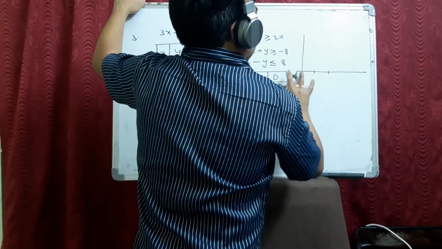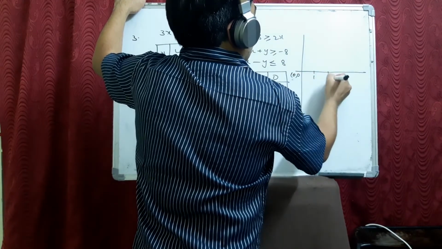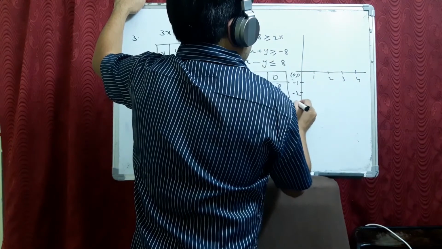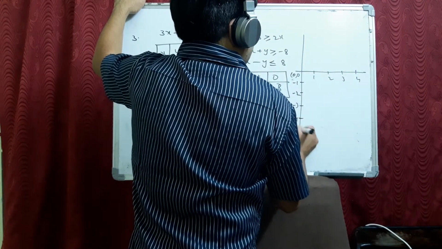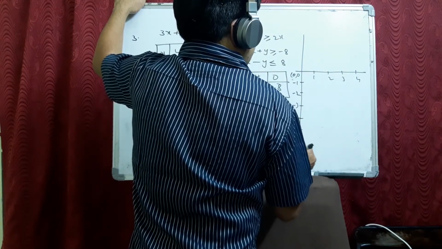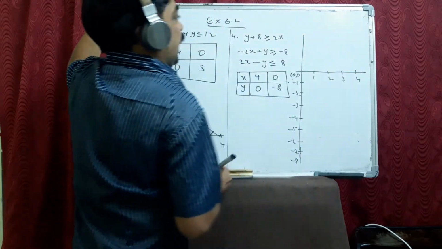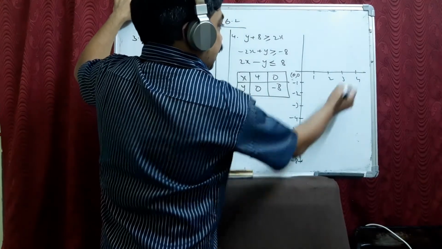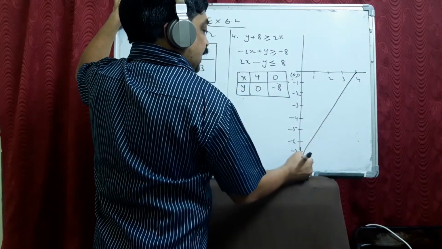1, 2. This is 0, 0. 1, 2, 3, 4. Minus 1, minus 2, minus 3, minus 4, minus 5, minus 6, minus 7, minus 8. And there is an equal to symbol, so we should draw a dark line from 4 to minus 8.